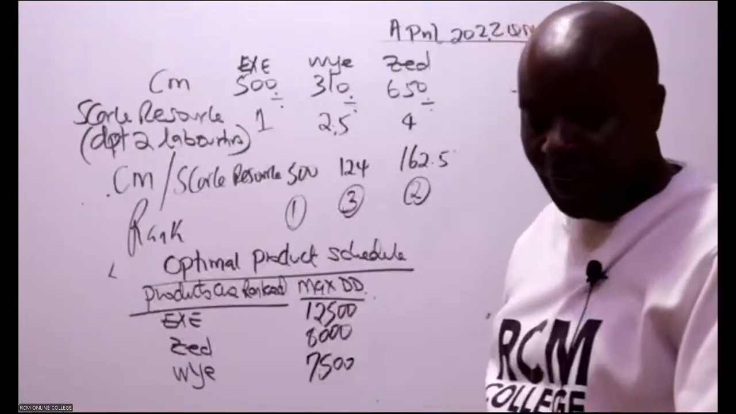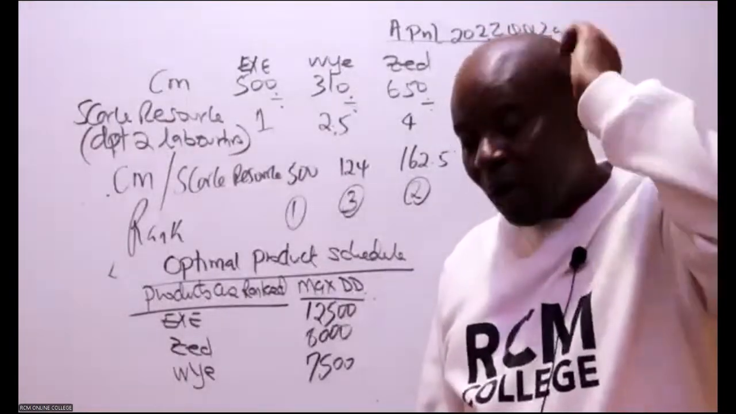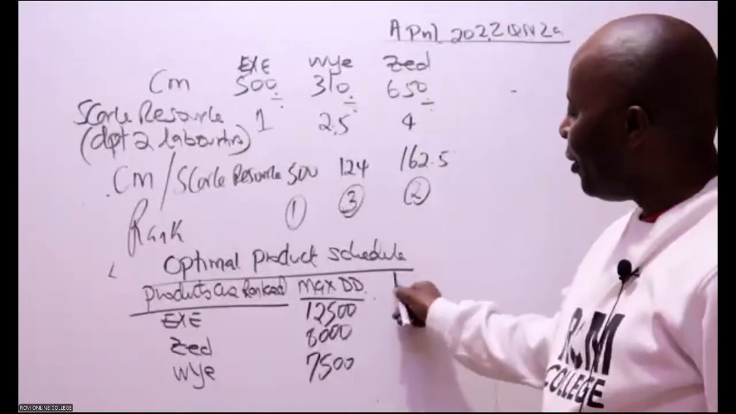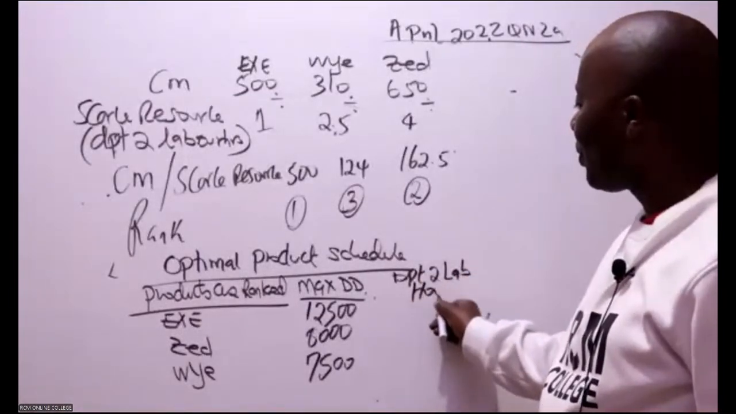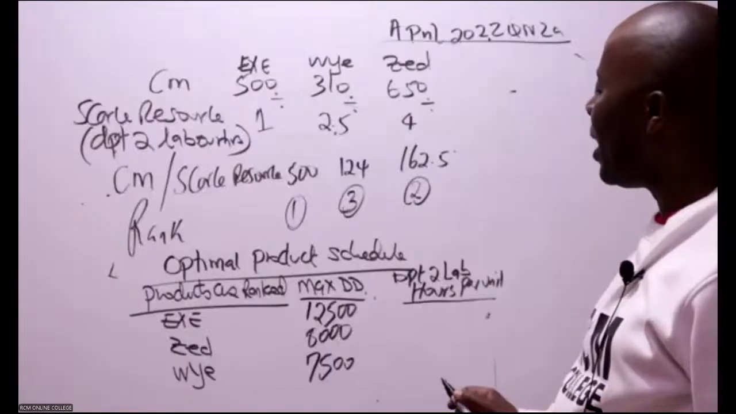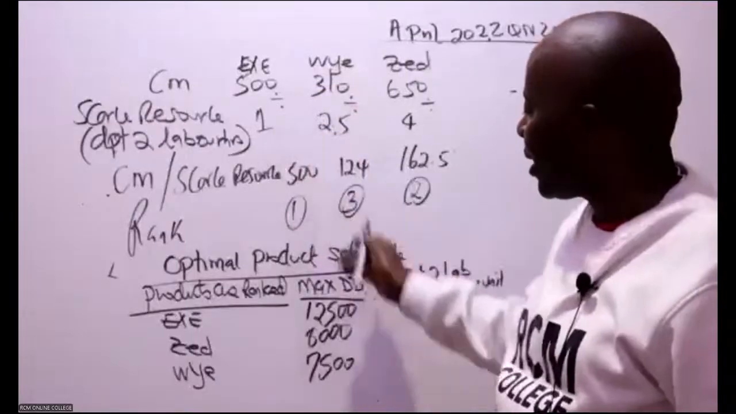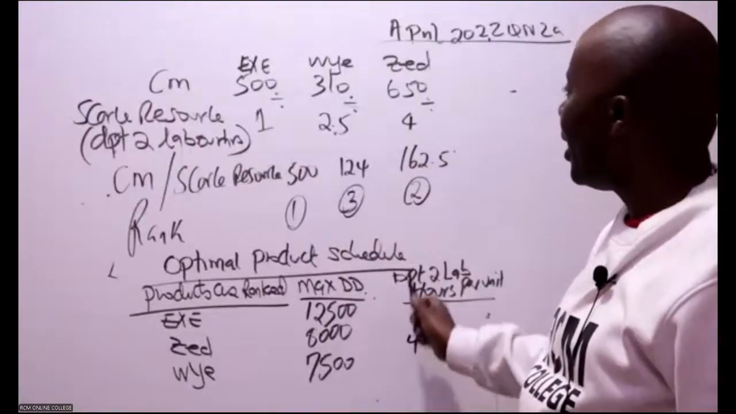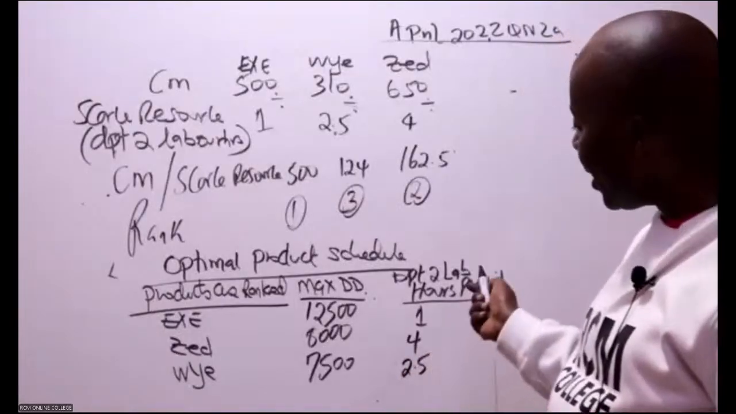Now, after that, ladies and gentlemen, remember, this is our ceiling. So our aim is to see how far the scarce resource will take us. So we have here scarce resource, department 2 labor hours. Remember, this will be per unit at first. So department 2 labor hours per unit. Are you able to see for X? It's normally from this table. So for X, I can see 1. And then for Z, I can see 4. And for Y, I can see 2.5.